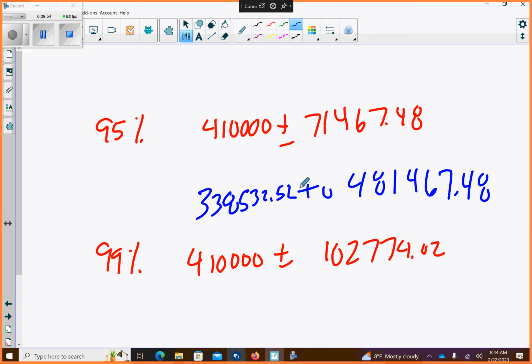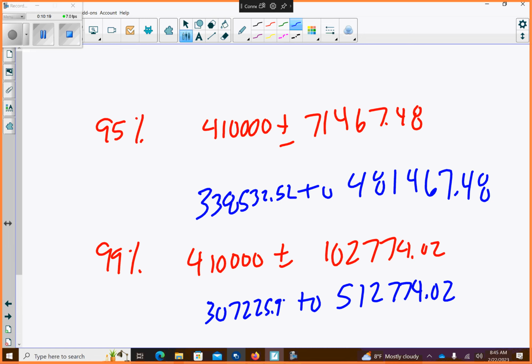plus 102,774.02. 410,000 minus 102,774.02. Okay. So this is wider.